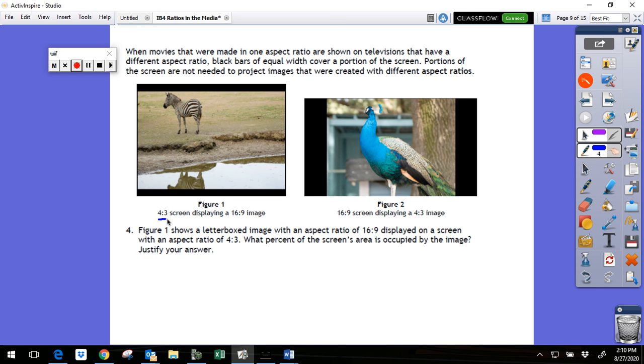So this is an old screen with a new image. I just think if you can annotate a little bit over the description of those, it helps. This is a new TV, a new screen displaying an old image. So this is like if you were watching those old TV shows, that's what you would see as the black bars on the side. Okay?